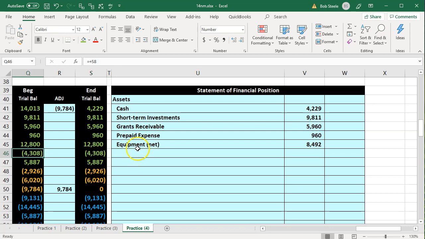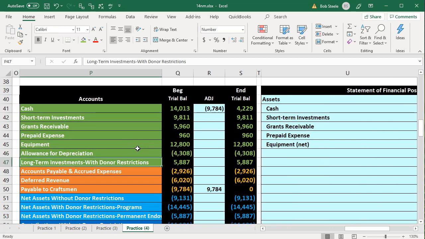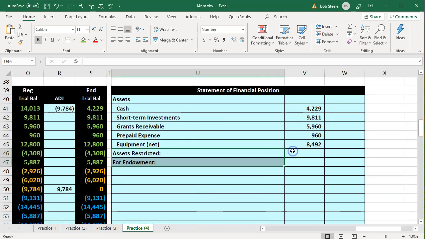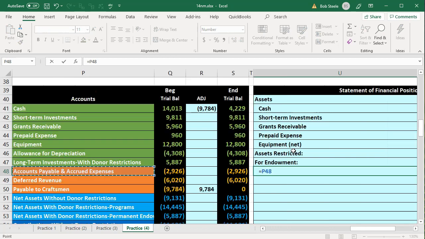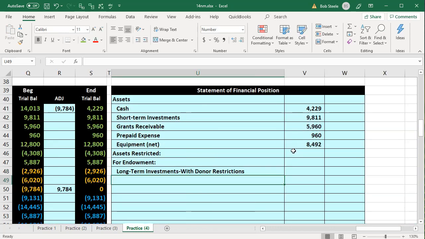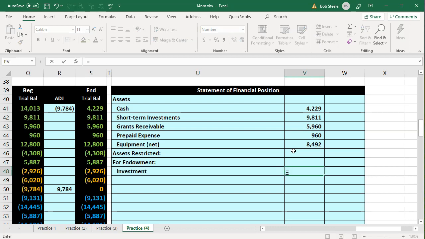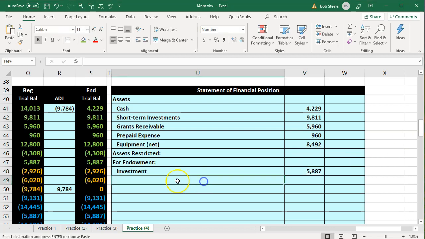Now, the next asset we had was a restricted asset. This is a long-term investment with donor restriction. So therefore, we're going to say that this is going to be restricted for an endowment. And then in this subcategory, let's just call it investment. And we'll pick up this number, which is going to be the asset of the 5887. That will give us then our total assets.